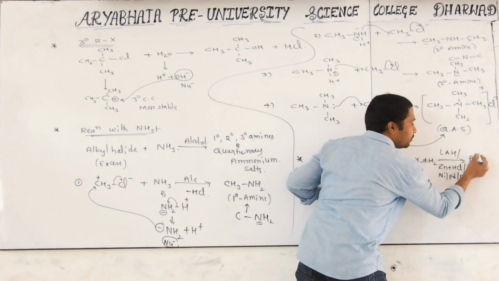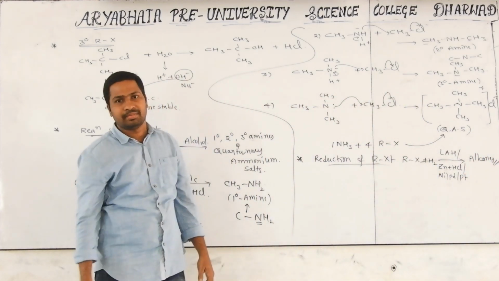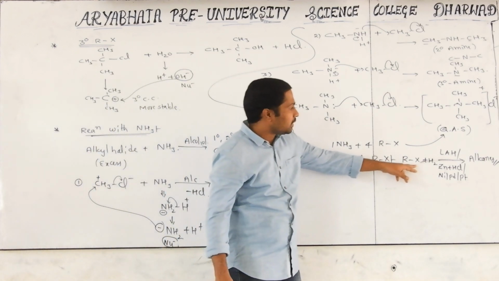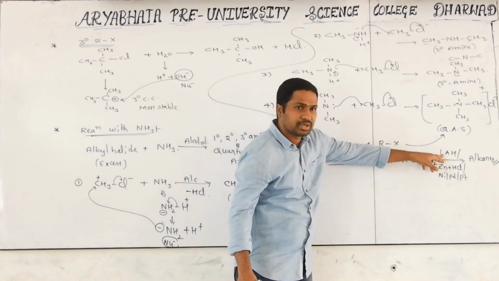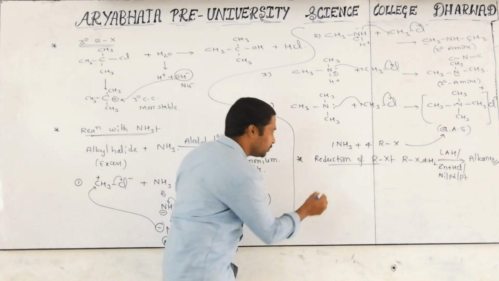We are getting which compounds? Alkanes we are getting. Very easiest way. Whenever alkyl halides undergo reduction with some special reducing agent, you are getting the corresponding alkanes. Can you give one example for this one?